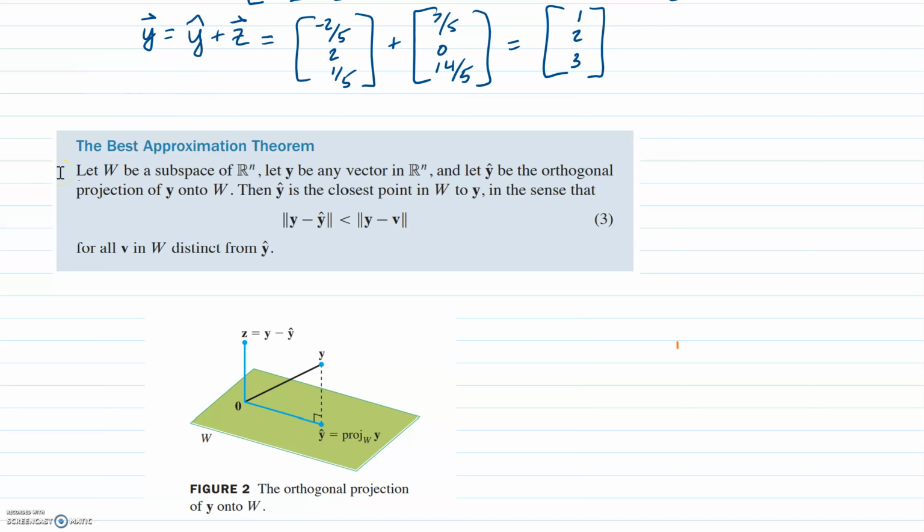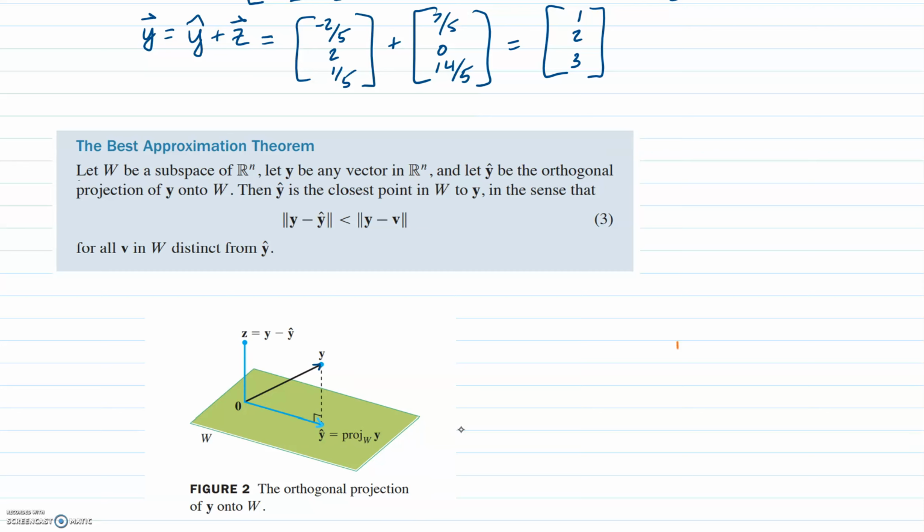So let's read what this says. Let W be a subspace of Rn and y be any vector in Rn. So y, here's the 0. So y is that black line, that vector right there. And let y hat be the orthogonal projection, so there it is in blue, of y onto W.